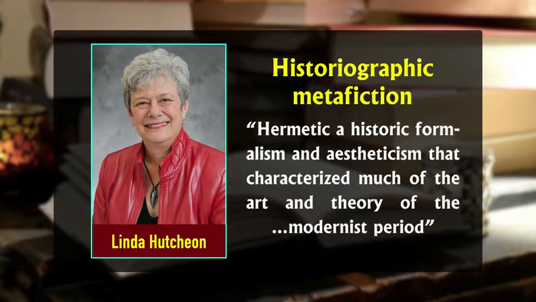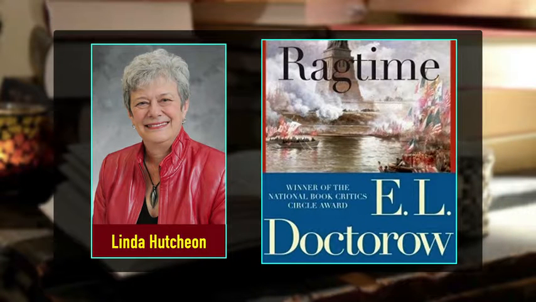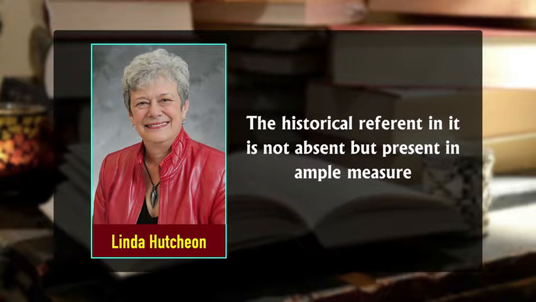And these are: 1. Hutcheon views historiographic metafiction as a response to what she calls the hermetic ahistoric formalism and aestheticism that characterized much of the art and theory of the modernist period. Because of this, she refutes Jameson's estimate of Doctorow's Ragtime and states that the historical referent in it is not absent but present in ample measure.